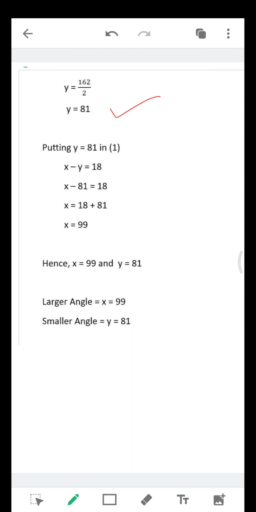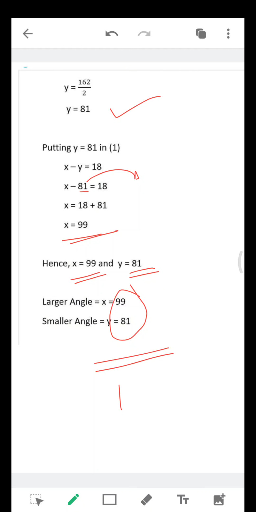Now let's continue and try to find the value of x. So y value is 81. Put this y value in any one of the equations. So I'm putting in equation number 1. In place of y, what I'll write now here? I'll write 81. So y is 81. Taking this to the right, 81 plus 18 is 99. So finally we have got x and y values, and these are the two supplementary angles. You can clearly see when you add these both, you will get 180 degrees.